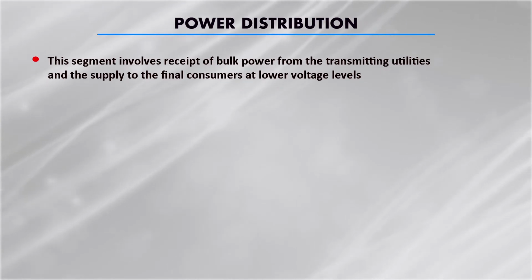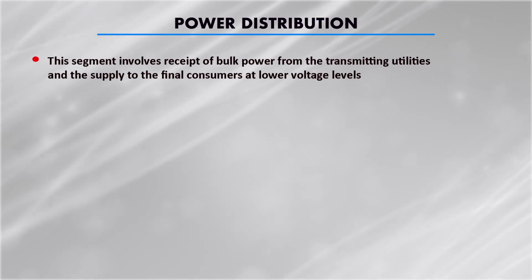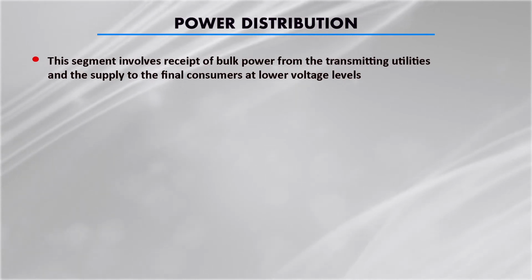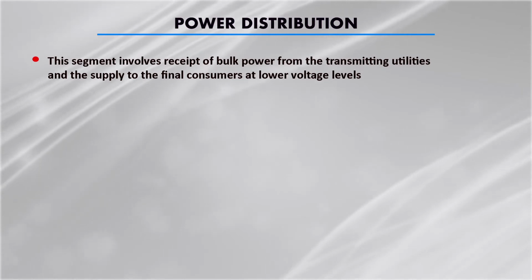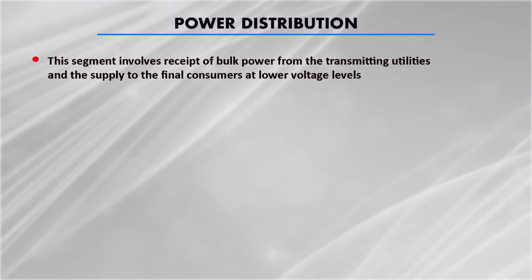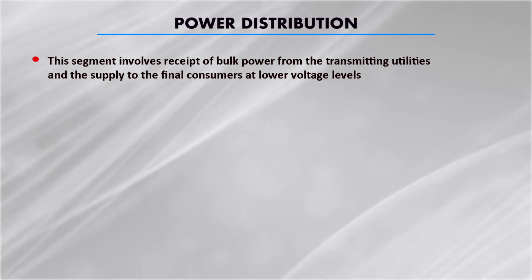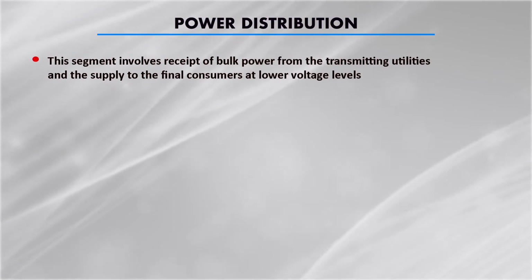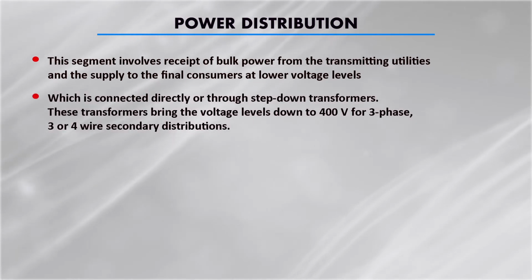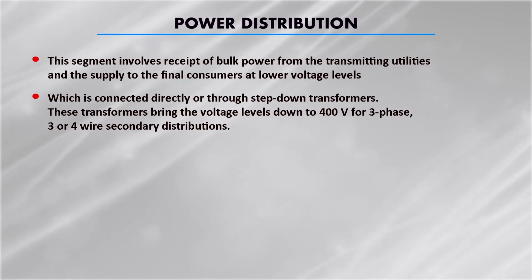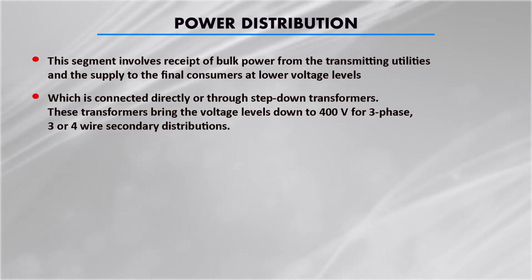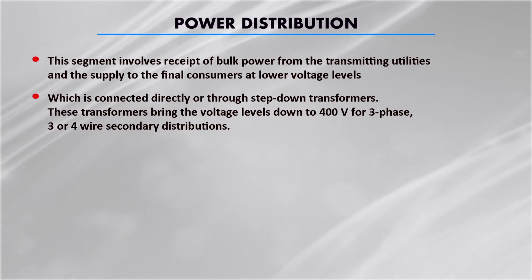Power distribution involves receipt of bulk power from the transmitting utilities and supply to the final consumers at a lower voltage level. After transmission you have to distribute it to the consumer, who can be a major consumer or a low level consumer consuming power at small level. Distribution is generally made at 11 kilovolt, 6.6 kilovolt, 3.3 kilovolt. This constitutes the last link to the consumers, connected directly or through step down transformers.